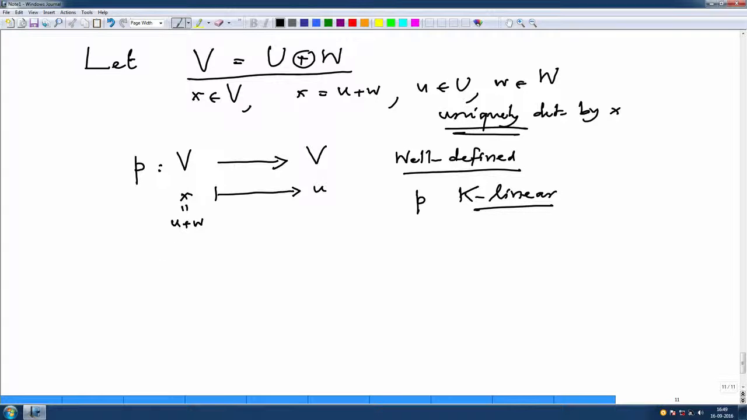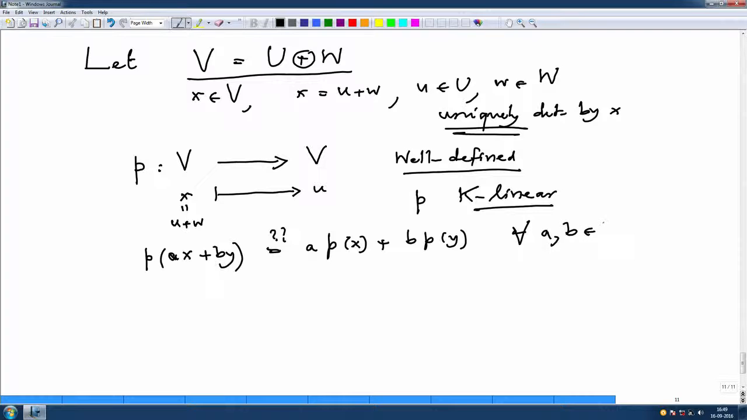That is, what we have to check is, if I have two elements x and y, then P of Ax plus By equals A Px plus B Py. This is what we need to check for all scalars A, B and for all vectors x, y in V.